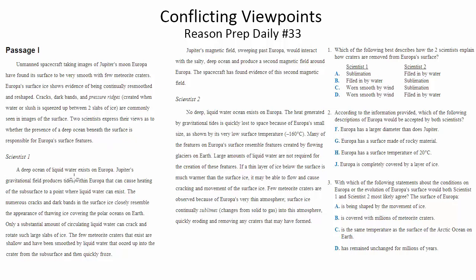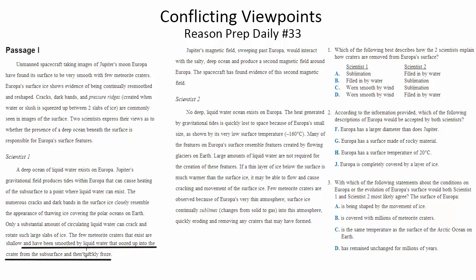Let's see. A deep ocean of liquid water exists on Europa. Jupiter's gravitational field produces tides within Europa that can cause heating of the subsurface to a point where liquid water can exist. The numerous cracks and dark bands in the surface ice closely resemble the appearance of thawing ice covering the polar oceans on Earth. Only a substantial amount of circulating liquid water can crack and rotate such large slabs of ice. The few meteorite craters that exist are shallow and have been smoothed by liquid water that oozed up into the crater from the subsurface and then quickly froze.